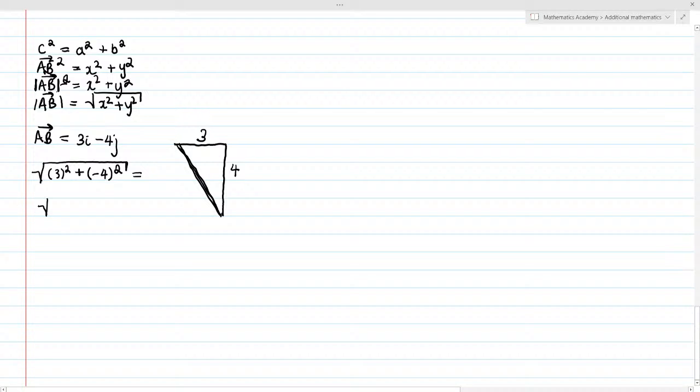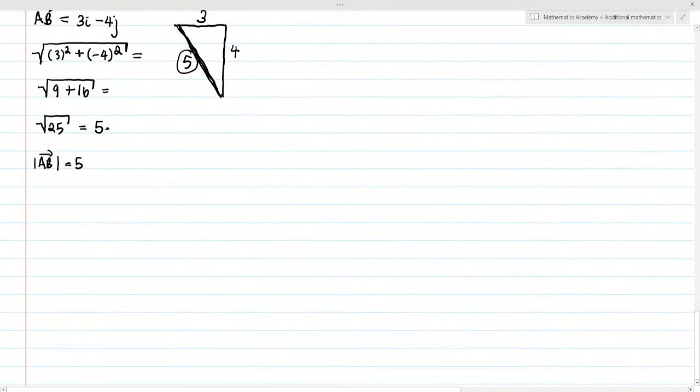And so if we find the value of this, well, 3 squared is just 9, and 4 squared is 16. Remember, the negative part will just become positive again after we square it, and so we add 16, and that's equal to the square root of 25, which is just 5, of course. And so we would know that the magnitude of AB in that case is 5.